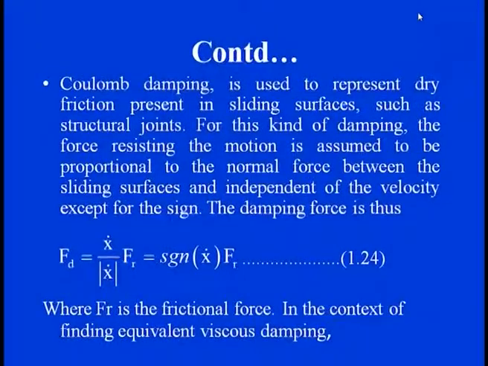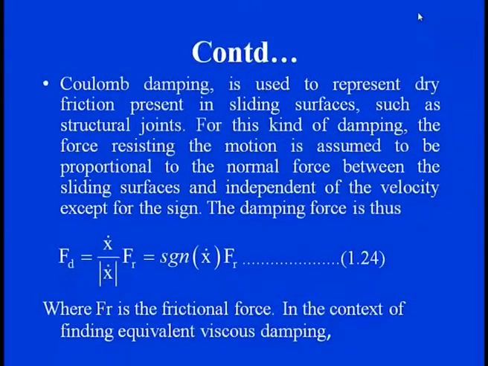So when we move towards that, the Coulomb damping, which is a clear representation of the dry friction available at sliding surfaces or any structural joints, we can straightaway incorporate. For this kind of damping, the force coming out due to the resistance of motion is assumed to be proportional to the normal force acting between the sliding surfaces, but it is absolutely independent of the velocity, except that we use it for the sign.